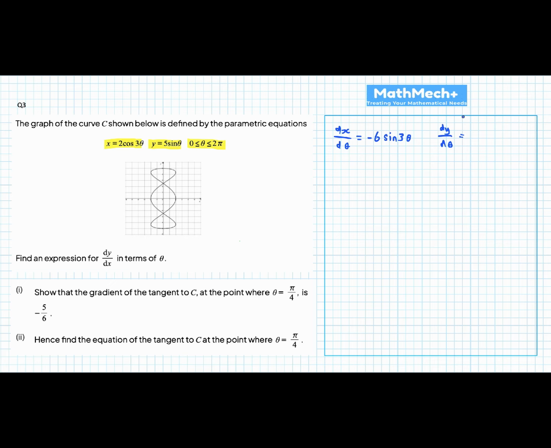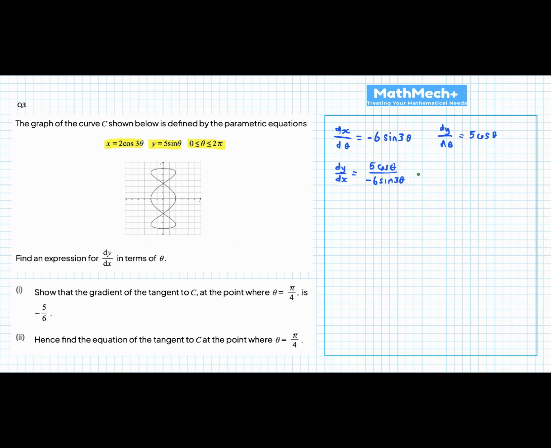Second part, dy over d theta. 5 sine theta is equal to 5 cosine theta, because the derivative of sine is cosine. An interesting part of this is to look that up on a graph, how it works. You know that there's a 90 degree or pi over 2 difference between them in terms of their periodic pattern. So have a look at that yourself to investigate it.